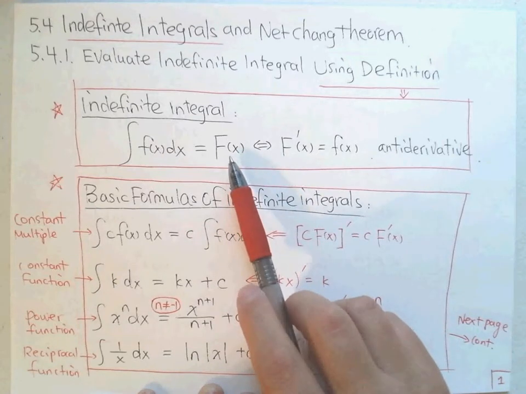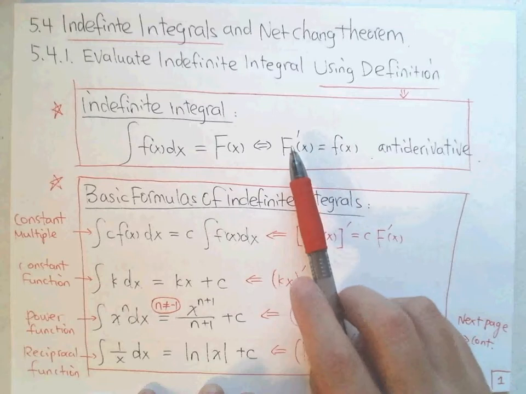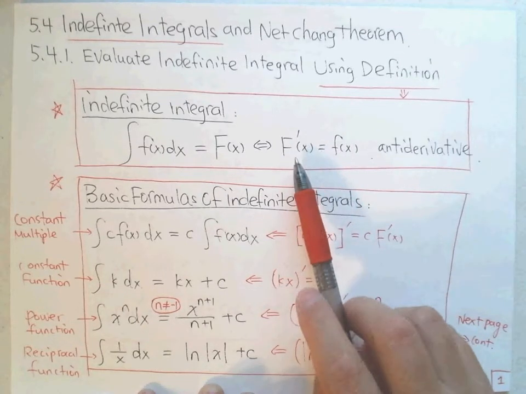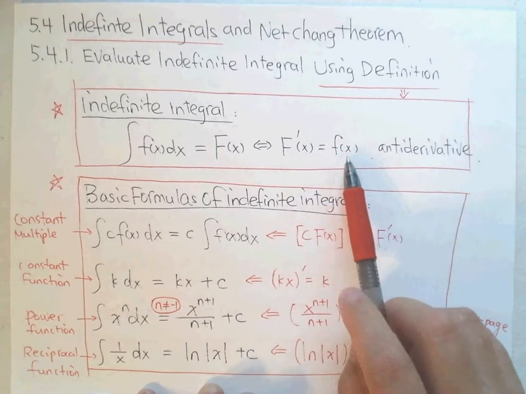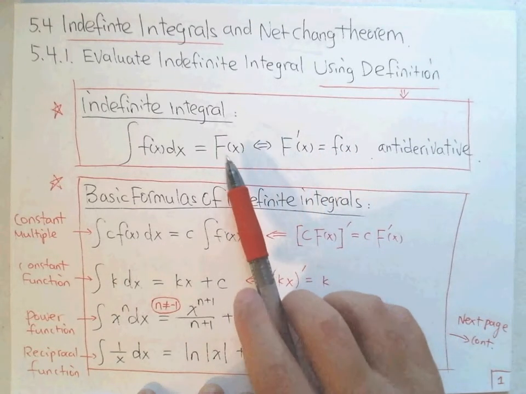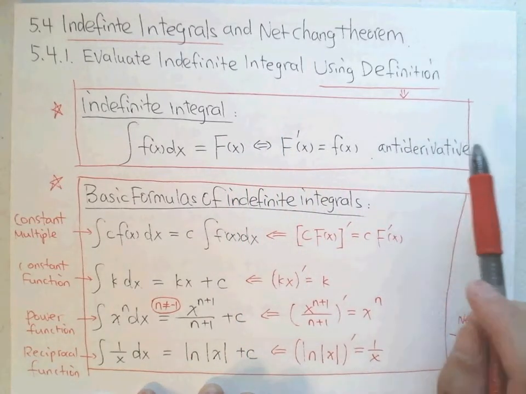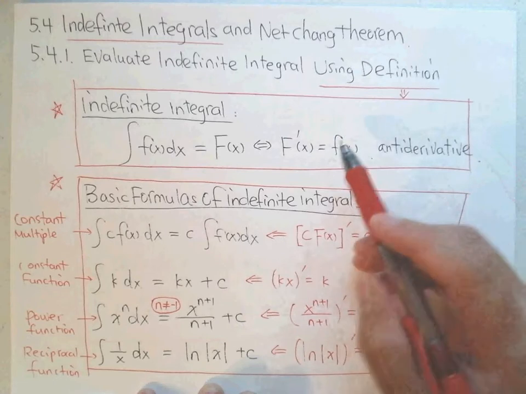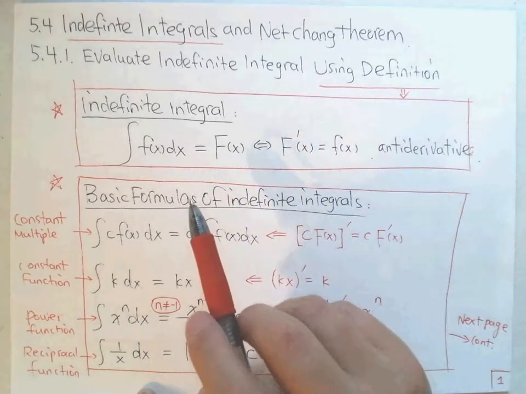What does this mean? This means the derivative of capital F function goes to f. And this capital F(x) is just an antiderivative, or antiderivatives, okay? Any antiderivative fits the definition. So we have a lot of antiderivatives. And this definition is important.